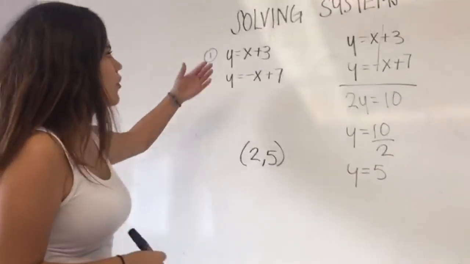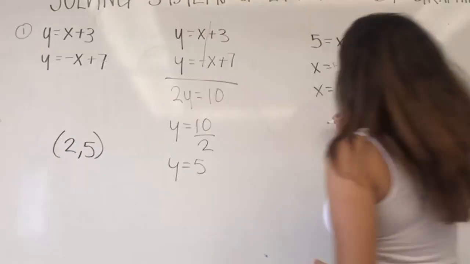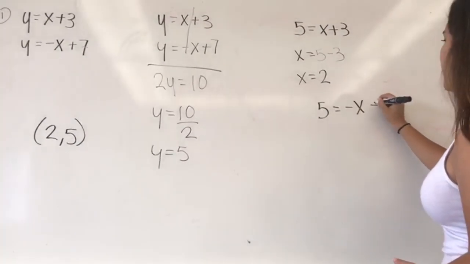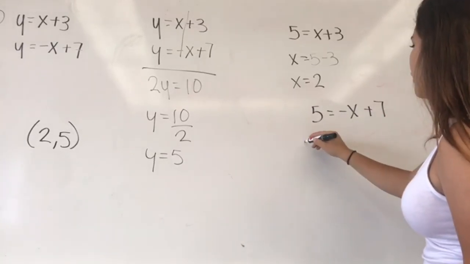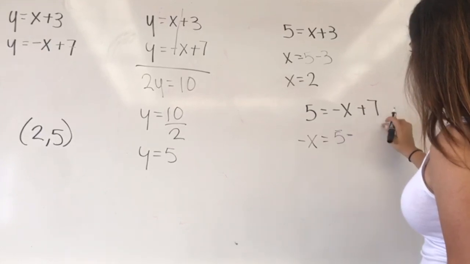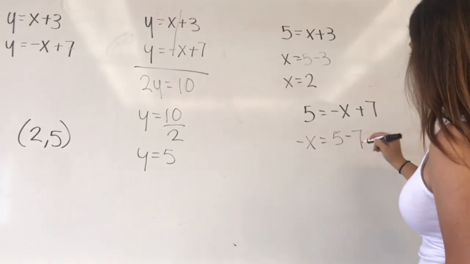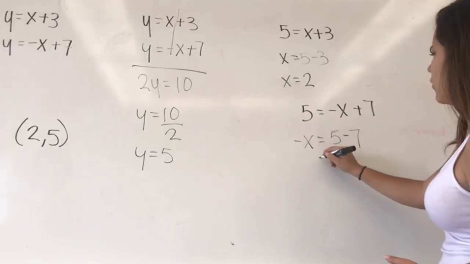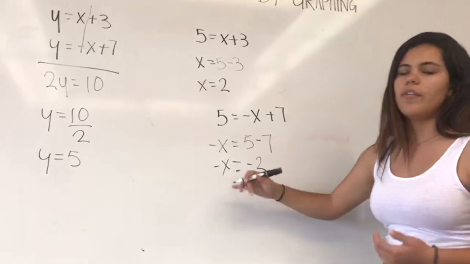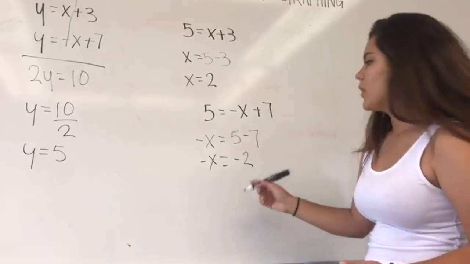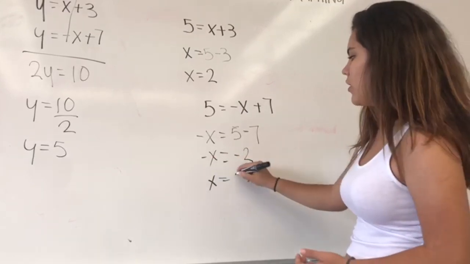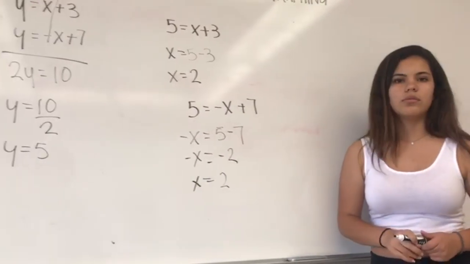And if you want to check it, you can do it with the other one. So you have y, that is 5, equals negative x plus 7. So you have the negative x, 5 minus 7, and this gives you negative 2 and negative x. You can never leave the variable, like the x value, in negative, so you're gonna switch places and change the signs. So it's x equals 2.